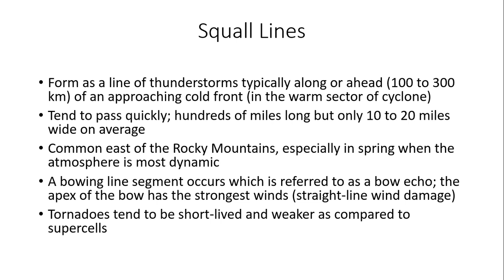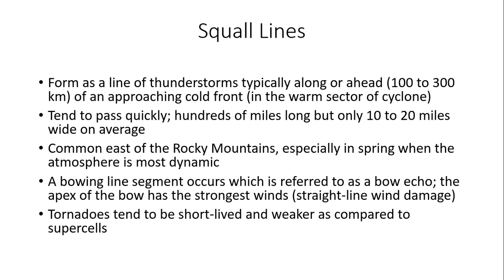They typically occur east of the Rocky Mountains, especially in spring when the atmosphere is most dynamic. A bowing line segment, which we already just talked about, is known as a bow echo, the bowing line segment of a squall line. The apex of the bow has the strongest winds, or the greatest potential for that straight line wind damage. And tornadoes tend to be short-lived and weaker as compared to supercells. So you can get thunderstorms or tornadoes with these squall line features.